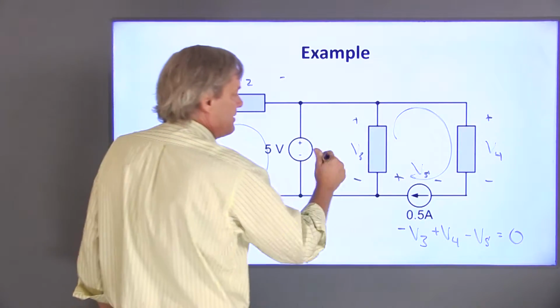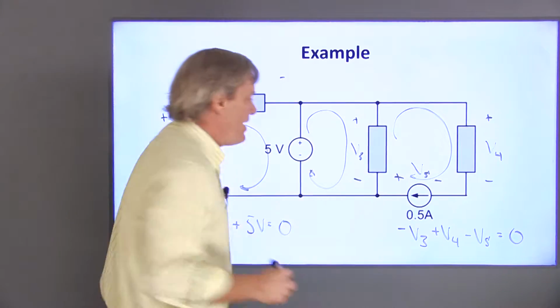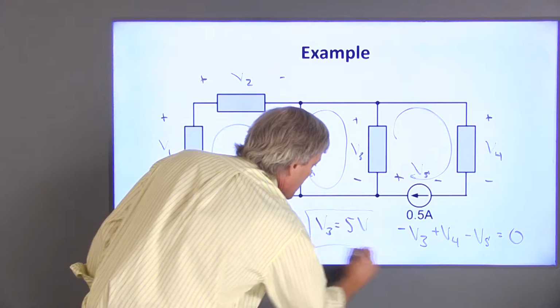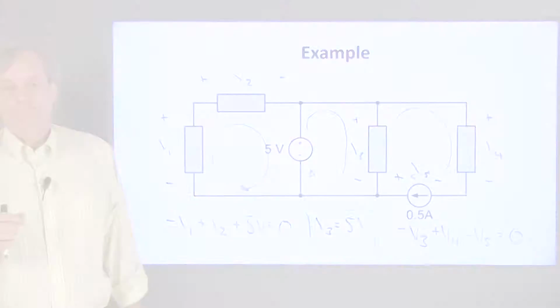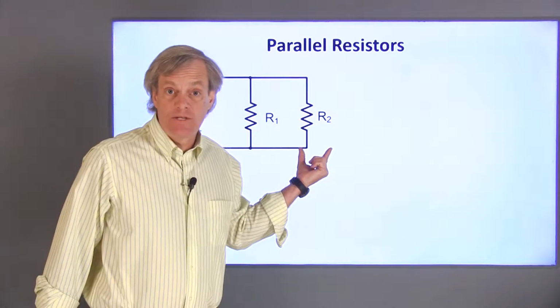The only two that are in parallel are these two. If I loop here, I only encounter two elements, and V3 is equal to 5 volts all the time. Now let's specifically look at parallel combinations of resistors.